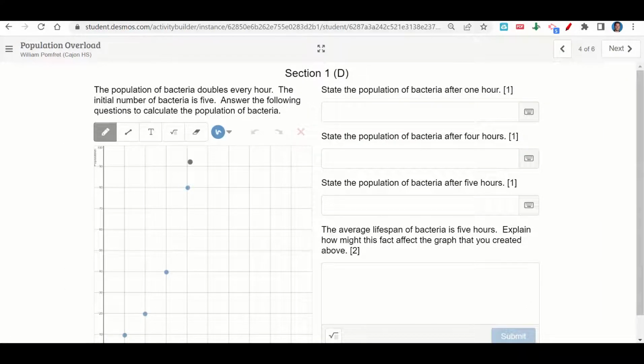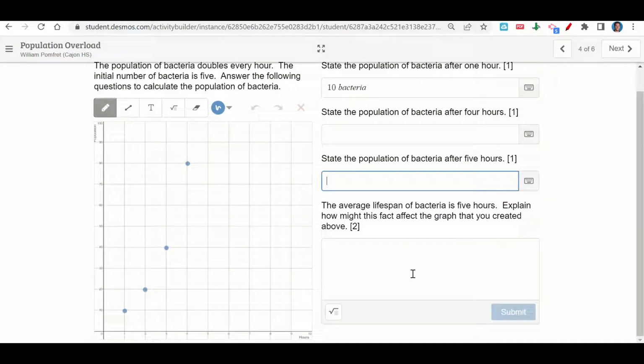Notice it imported our graph for us, and it says state the population of the bacteria after 1 hour. So how many bacteria? Well, we can see that according to our graph, there were 10. We're going to put 10 bacteria. What about after 4 hours? How many are there? After 5 hours, how many are there?